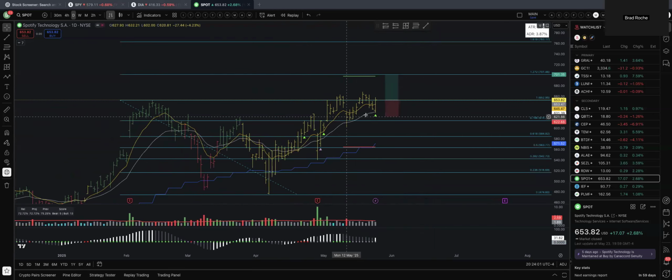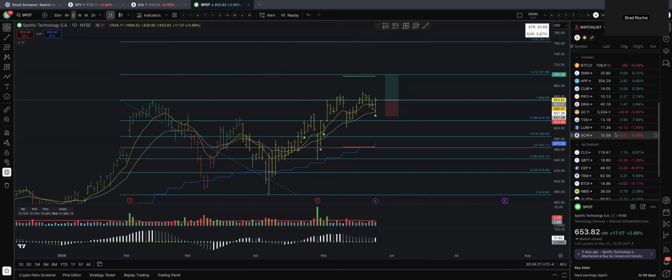Similar story here. I'm looking for a move. Can we get to 700? We're holding the 21 EMA really nicely over and over again. We got the 1.272 and 2.5 ATR right there at 700. So really like that one for the upside move. And then I would say that's all I've got for you guys.